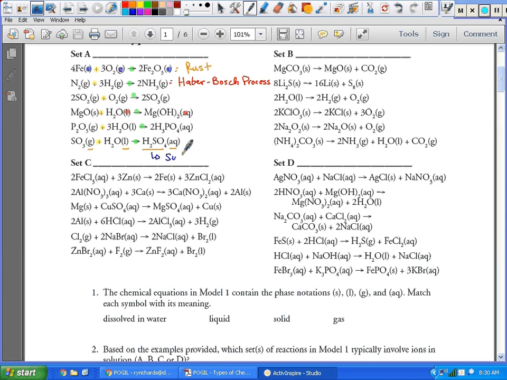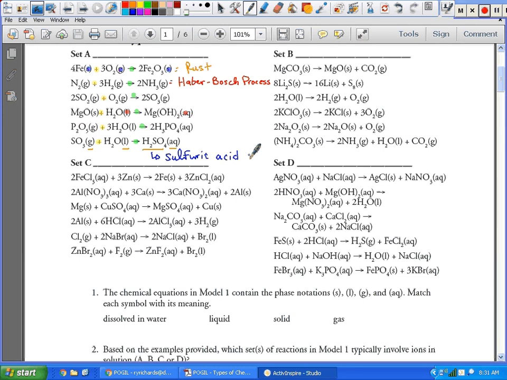Okay, this is actually sulfuric acid, and the way you get it is by bubbling sulfur. What is that reactant? Sulfur something oxide? Trioxide, bubbling it in the water, and it creates sulfuric acid. Okay, so that's set A.